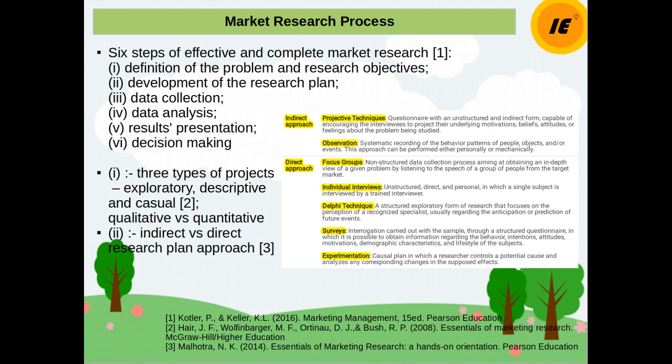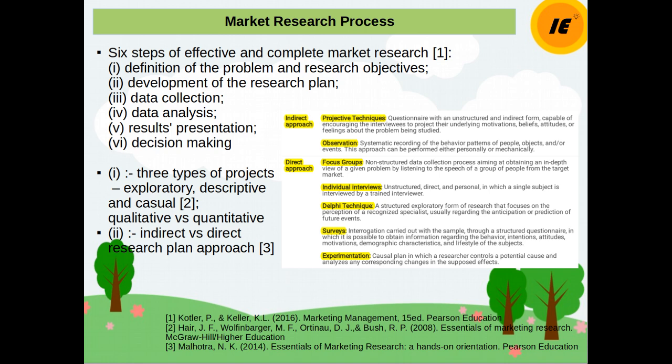According to a paper that is referenced as one here in the slide, there are six essential steps of effective market research. First is definition of the problem and the research objective. Second is development of the research plan. Third is data collection. Fourth is data analysis. Fifth is results presentation, and the final sixth step is decision making. Now let's understand a little bit about each step.